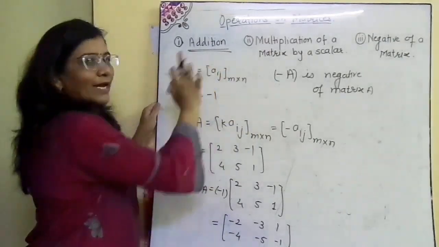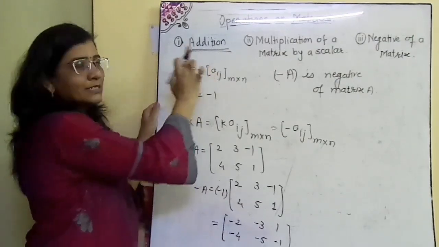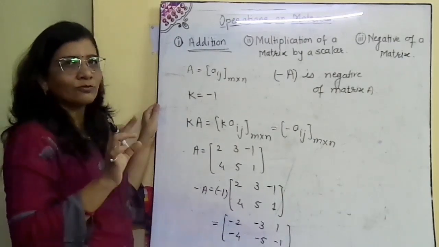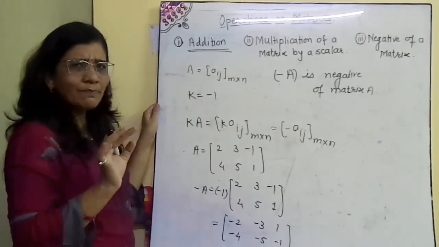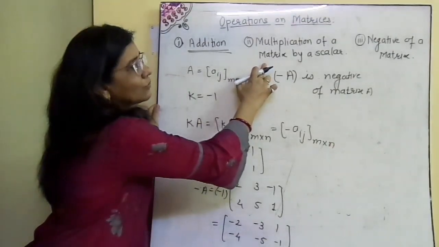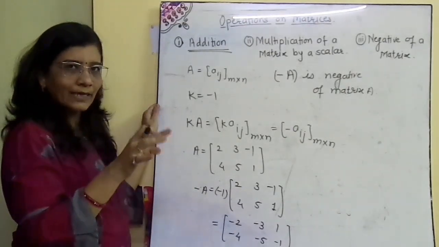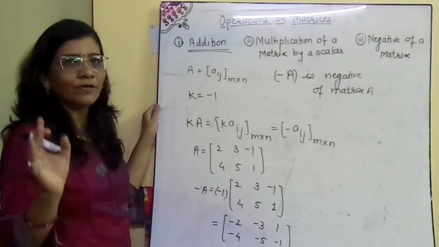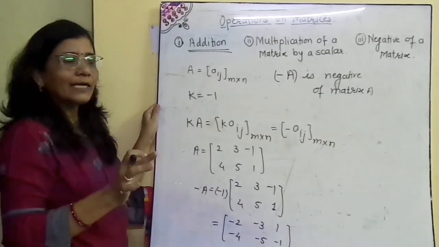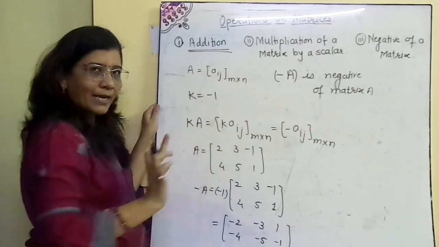So we have seen the addition of two matrices. We can add two matrices when their orders are equal, and while adding we have to add the corresponding elements. Addition is a very simple operation in matrices. Then multiplication of a matrix by a scalar: if we want to multiply a complete matrix by a scalar k, then you have to multiply each and every element of the matrix by k. And the negative of a matrix is what? If A is a given matrix, then the negative of the matrix is denoted by minus A.